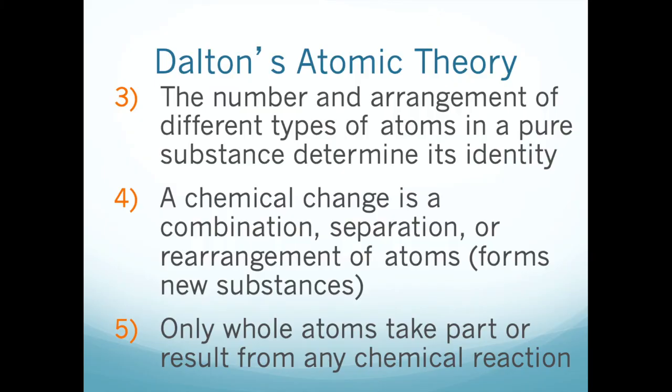Instead of using 1 carbon and 2 oxygens to make carbon dioxide, you could use 1 carbon and 1 oxygen to make carbon monoxide, which is different from carbon dioxide. So my point here, that Dalton is trying to make, is that the number and arrangement of those atoms in compounds will change their identity. So compounds can be different if you use different elements to make them up.